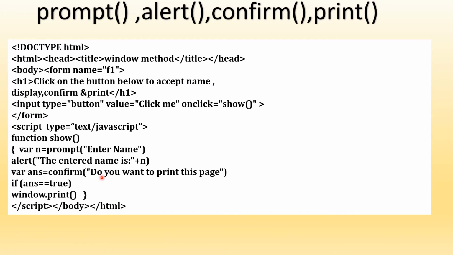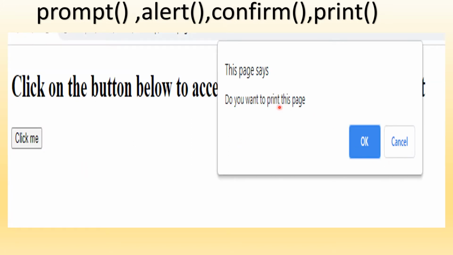Now after that, I'm confirming, confirm. Do you want to print this page? This page means whatever written in the page, the form. Here H1 I've written and I have a button. This page will be printed. So I'm confirming that, and the value is stored back in a variable called answer, ANS. So do you want to print this page? That is, if you click on OK, it is true that I've selected. If I click on cancel, it means I've not selected. So it will be false.